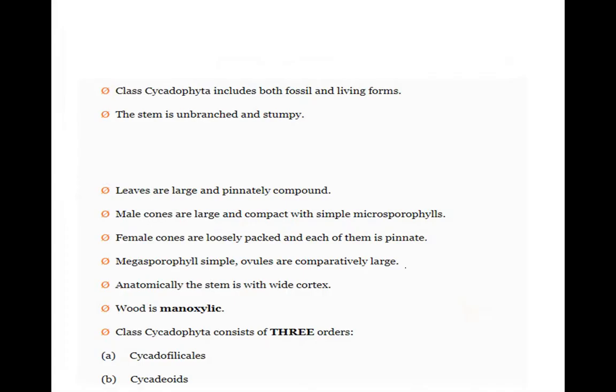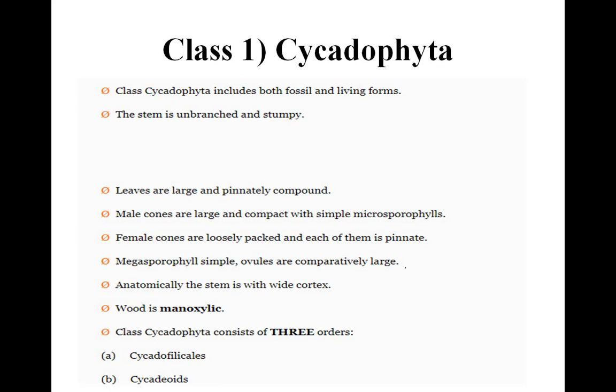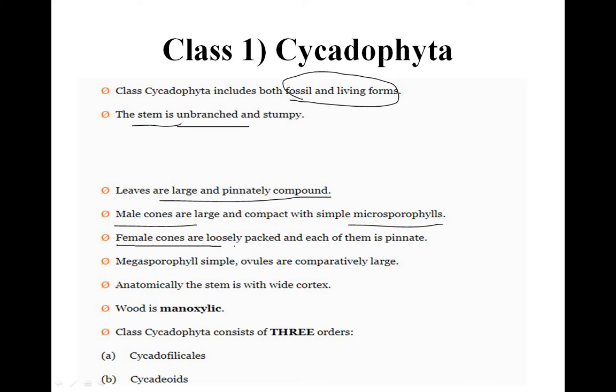Moving ahead, the first class, that is Cycadophyta. These Cycadophytes include both fossil as well as living forms, and they are with an unbranched stem, leaves of large and pinnately compound nature, male cones large and compact with simple microsporophylls, whereas female cones are loosely packed. Megasporophyll is simple, but ovules are comparatively large.